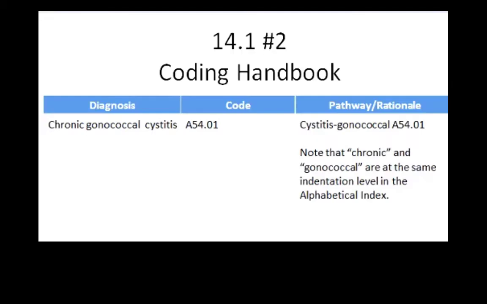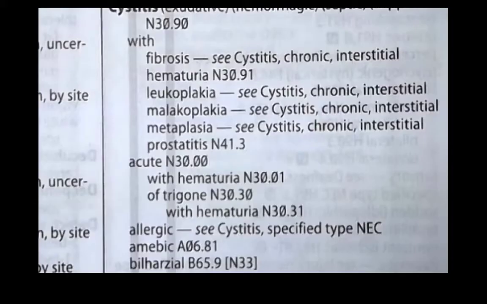And as you may recall from the assignment schedule, Chapter 14 in the Coding Handbook corresponds with Chapter 1 in the ICD-10-CM Codebook. The first diagnosis is chronic gonococcal cystitis. Our pathway is cystitis, then gonococcal, A54.01. And when we look at our alphabetic index, you're going to see that chronic and gonococcal are at the same indentation level in the alphabetic index, and that's important.